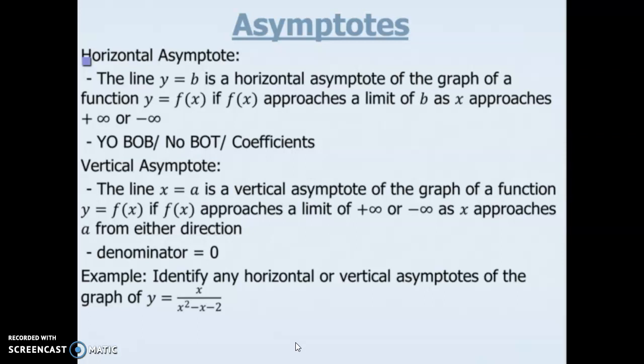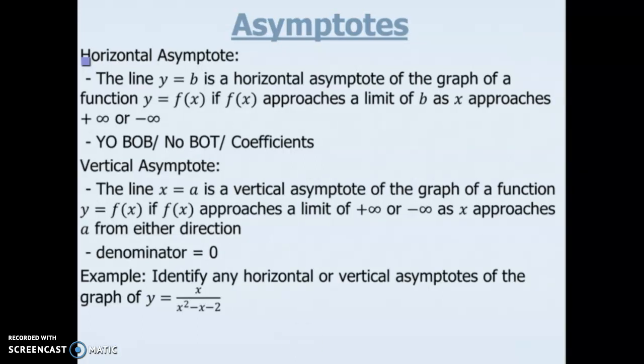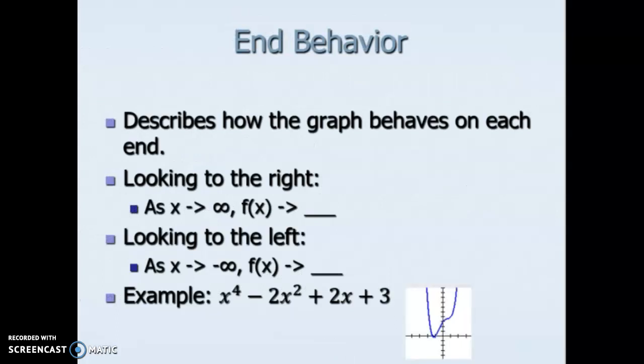The very last thing we're actually going to look at is the ends of our graphs, the end behavior. End behavior describes how the graph behaves on each end. I know, terrible definition, but we're going to look to the right of our graph and to the left of the graph. It does not matter which one you do first. However, there is a neat trick I'll show you in a second if you start with the right.